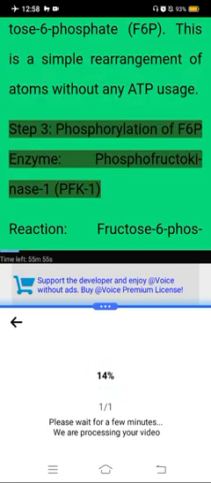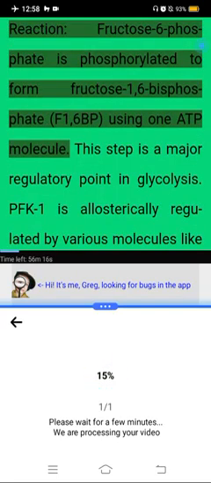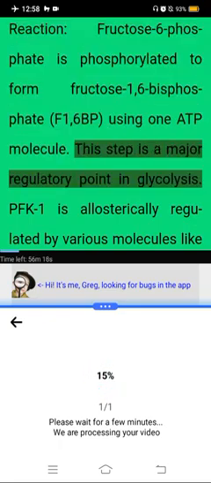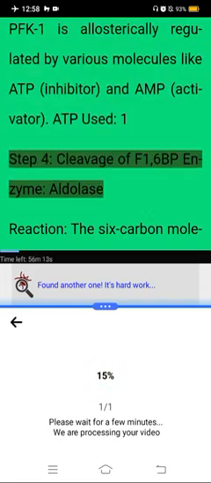Step 3. Phosphorylation of F6P. Enzyme: phosphofructokinase-1 (PFK1). Reaction: fructose 6-phosphate is phosphorylated to form fructose 1,6-bisphosphate (F1,6-BP) using 1 ATP molecule. This step is a major regulatory point in glycolysis. PFK1 is allosterically regulated by various molecules like ATP (inhibitor) and AMP (activator). ATP used: 1.